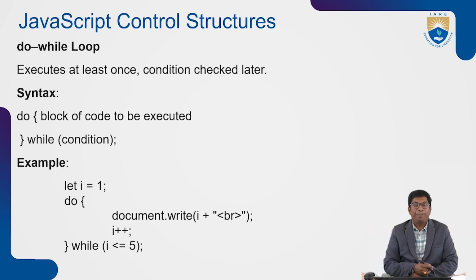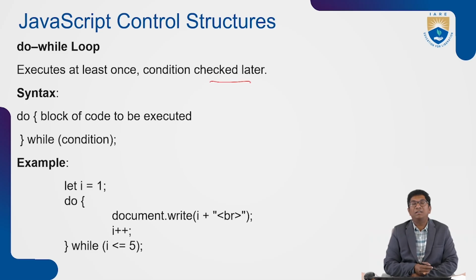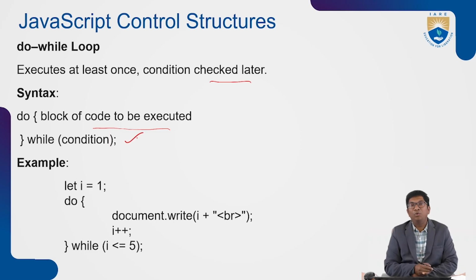Next, the do while loop. It executes at least once, and the condition is checked later. Before checking the condition, it executes that block of code at least once. In some applications, you have to run the code at least once, you have to display the output. Then you have to use a do while loop. Do the block of code to be executed, then it checks the condition. That is the syntax for the do while loop.